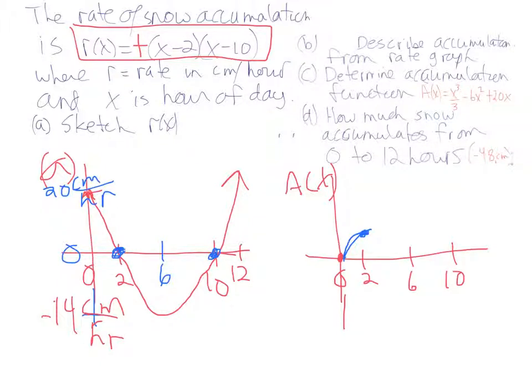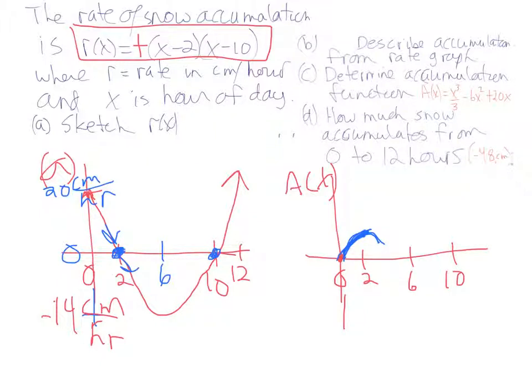So in terms of sketching this accumulation function, you notice, as we said, that the slope gets less and less steep. And then when we reach 2, we can see that it switches from accumulating snow to melting. So clearly, if it goes from accumulating to melting, it turns. So it turns and comes down.